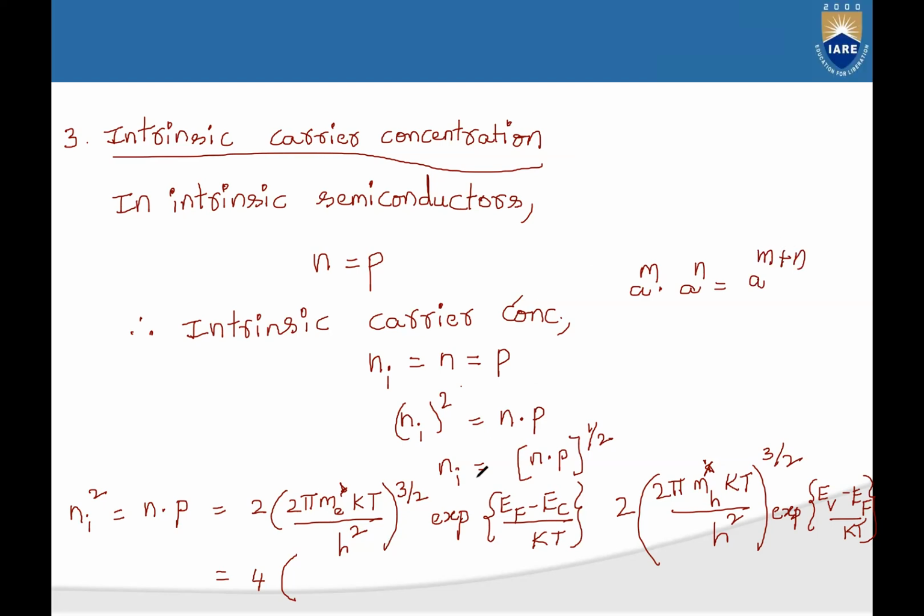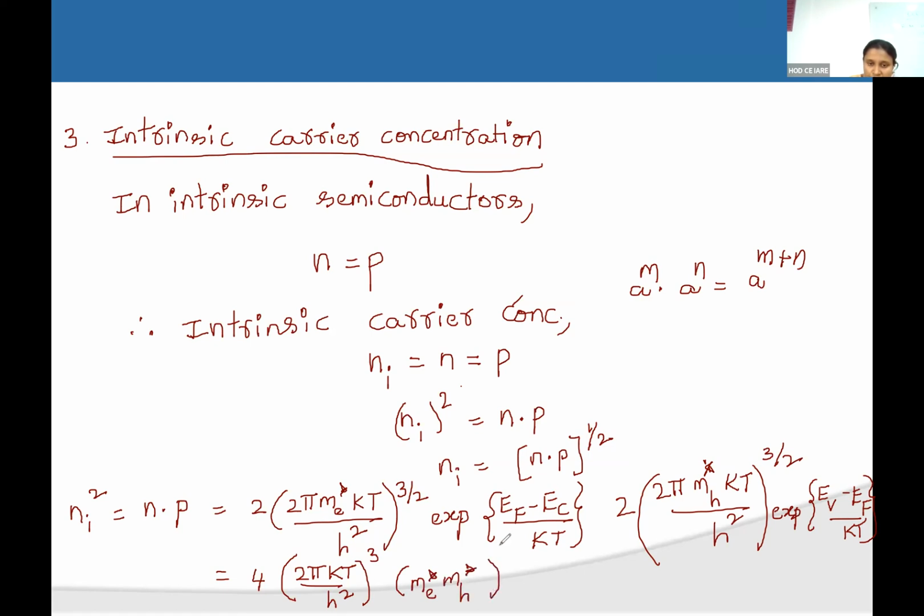Yes. The same logic I'm going to apply here. So if we apply that logic, we end up having 2 pi kT by h square whole to the power of 3 by 2 plus 3 by 2. How much is that? 3 by 2 plus 3 by 2 will be 6 by 2, so it will become cube. And then me star mh star, whole to the power of 3 by 2, because here we are left with me star and mh star, both whole to the power of 3 by 2, into the exponential terms.